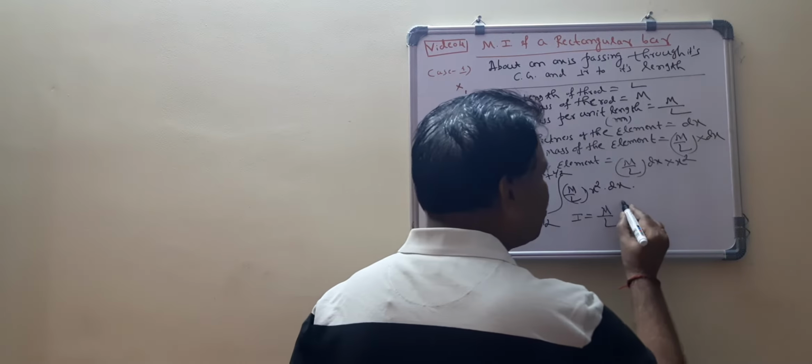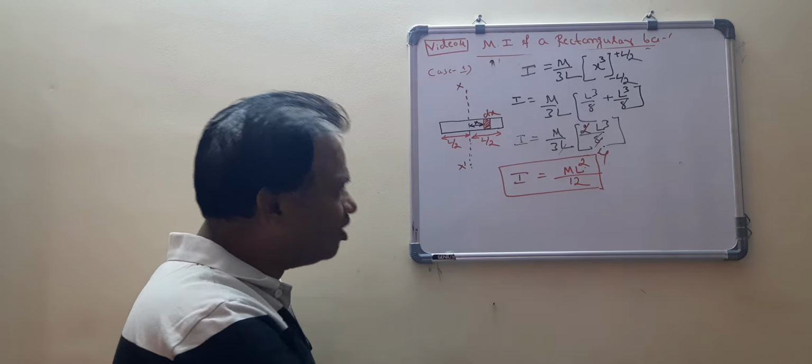12. This is the formula for the moment of inertia of a rectangular rod about an axis passing through its center of gravity and also perpendicular to its length. This is the easiest derivation. And one more derivation is there, that is where the axis is passing through one end and also perpendicular to the rod. That I'll show, how to calculate that. Okay.